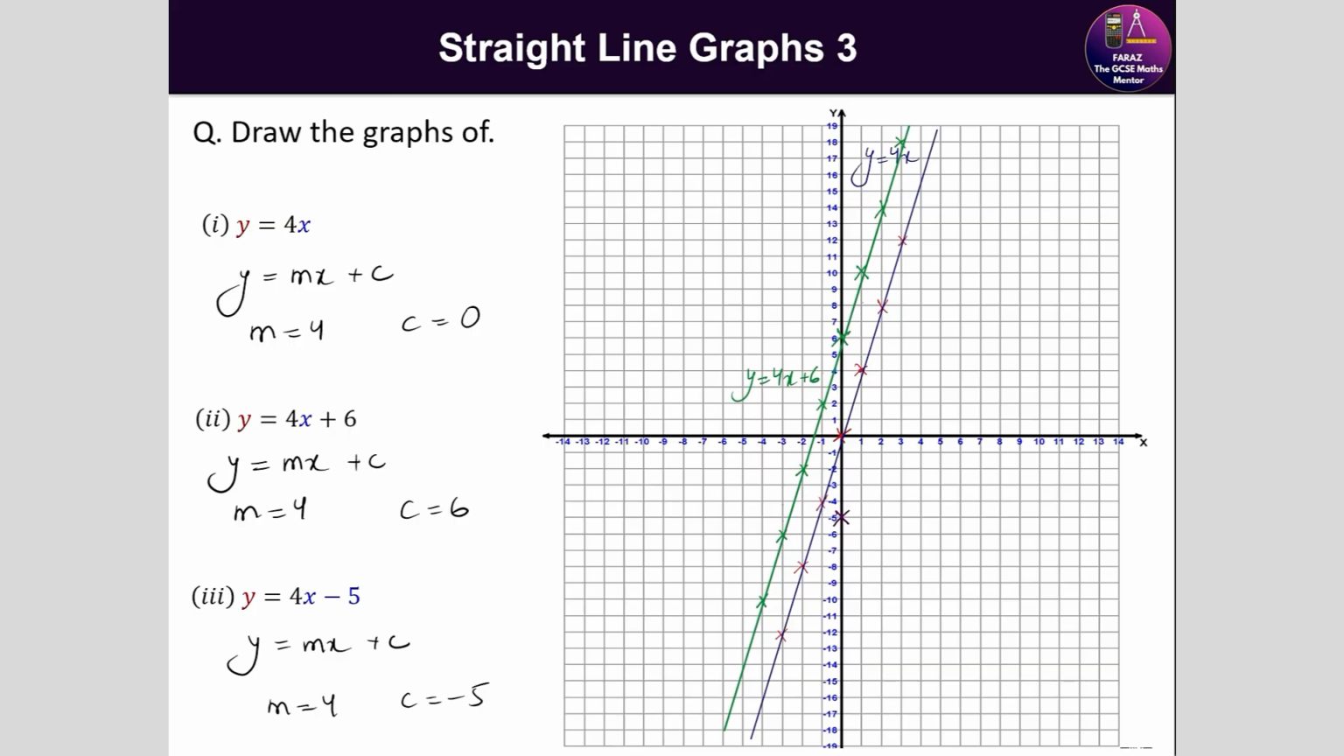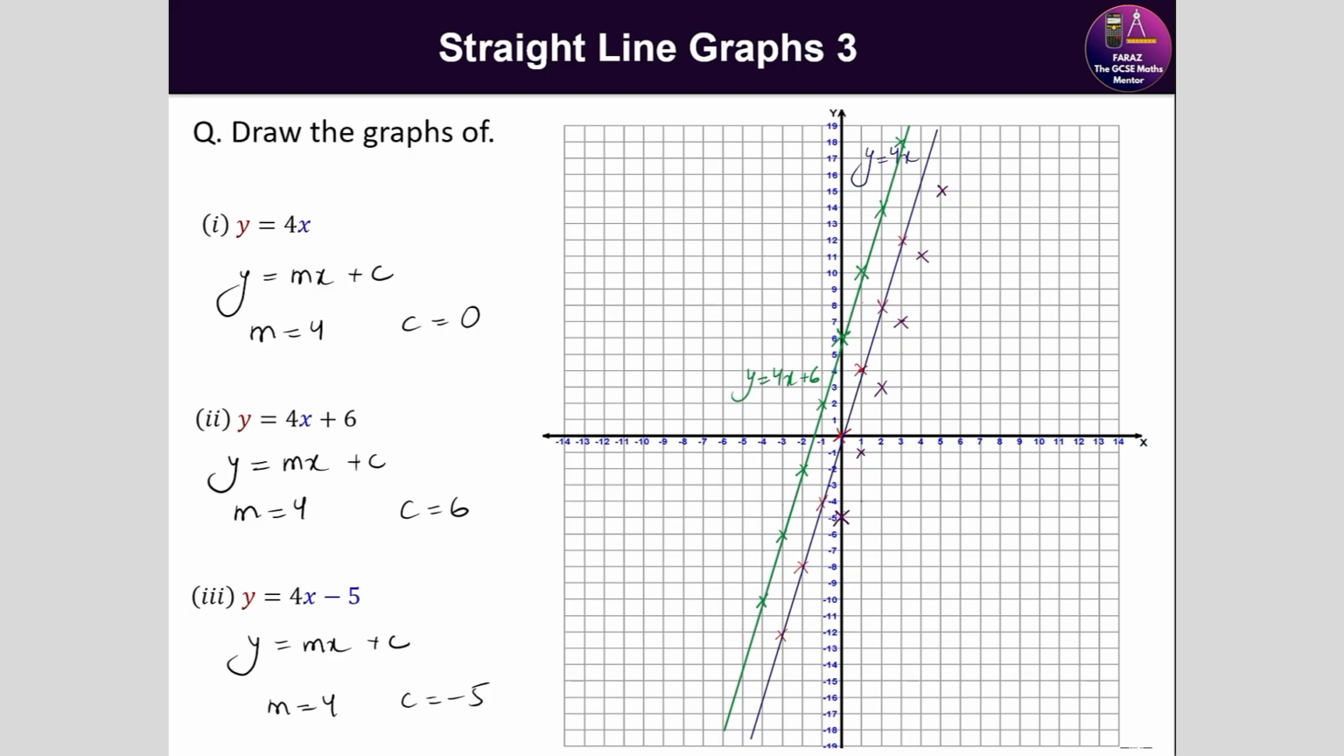So we say that across 1 up 4, across 1 up 4, across 1 up 4, 1 2 3 4, like this. Across 1 up 4, 1 2 3 4.